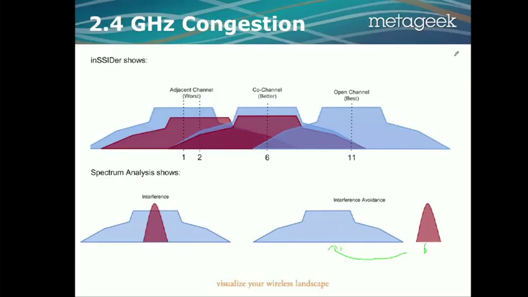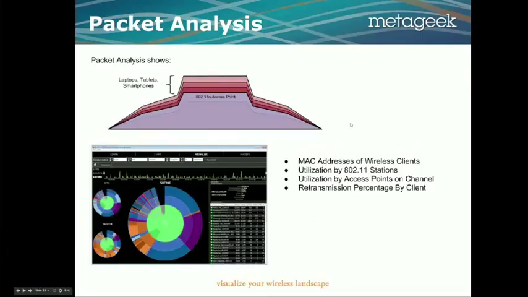That's what a Spectrum Analyzer is going to show you. Now, what packet analysis is going to help us with, not only do we see the access point, the signal strength of the access point, we get to see the signal strength of laptops, tablets, smartphones. We get to see how often they talk. We get to see their MAC addresses. We get to see the total amount of airtime they take up. We get to see how often they're repeating themselves. And most importantly, we get to see the activity that's happening from neighboring devices.